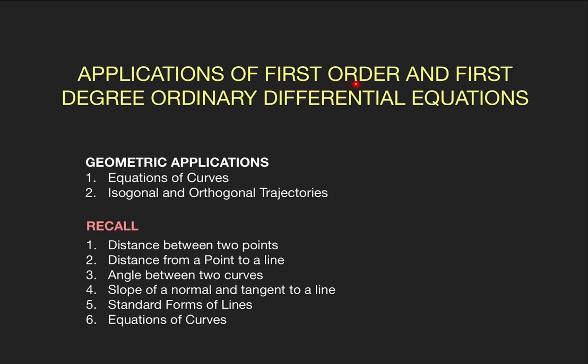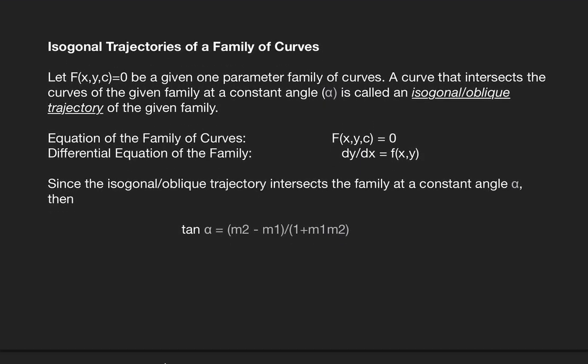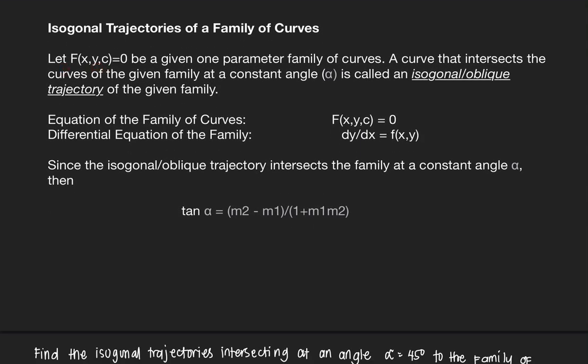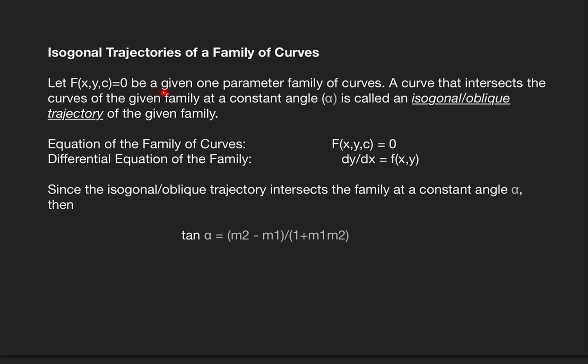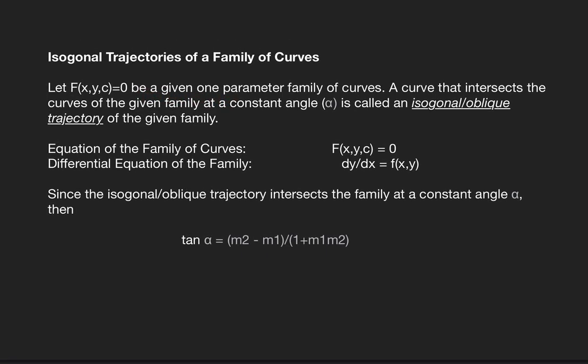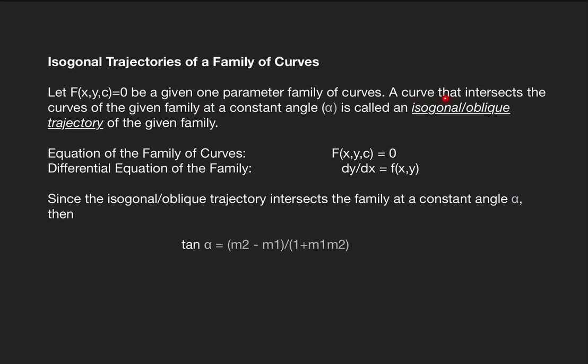The first order and first degree ordinary differential equations also find their application in finding the isogonal trajectories of families of curves. So if we let f of x, y, z equals 0 be a given one parameter family of curves, a curve that intersects the curves of the given family at a constant angle alpha, and we have to take note that this alpha right here is not equal to 90 degrees.